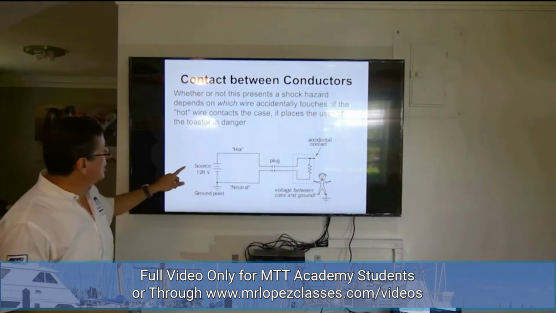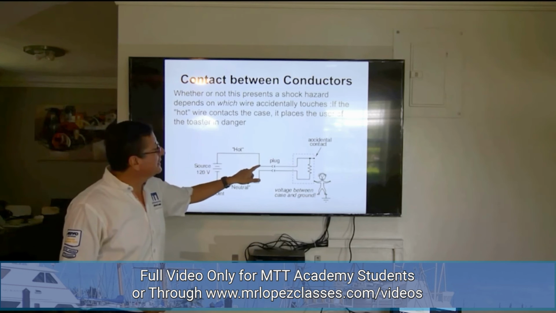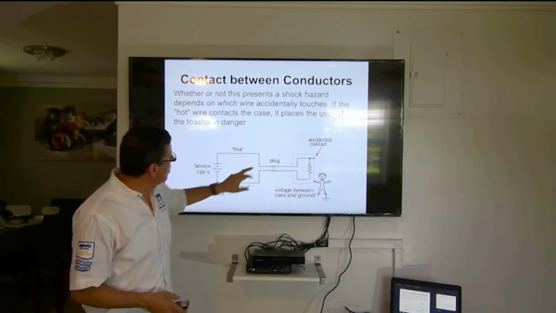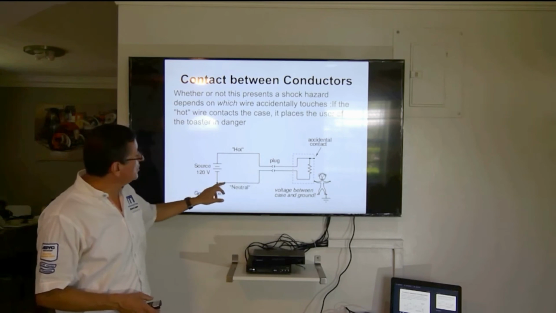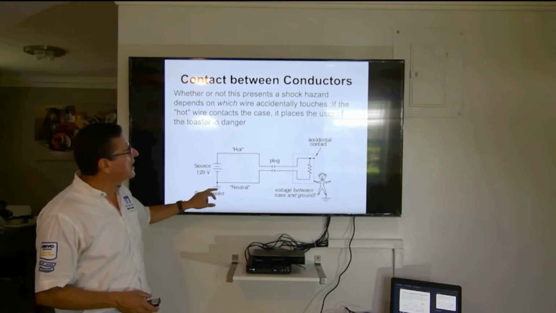For that reason, look, this is the source of the power. This is the hot line. This is the equipment, this is the motor, and the return is the neutral. At the source of the power, the neutral and the ground are together.